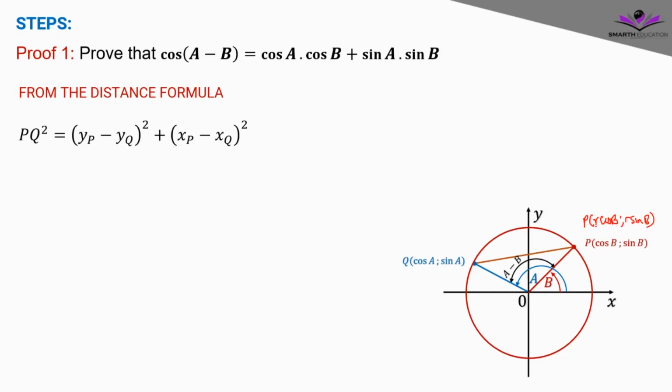So meaning that our R is 1. So that's why we have cos B sin B. Even this side we have cos A sin A because our R is 1. So that's why R is disappeared.